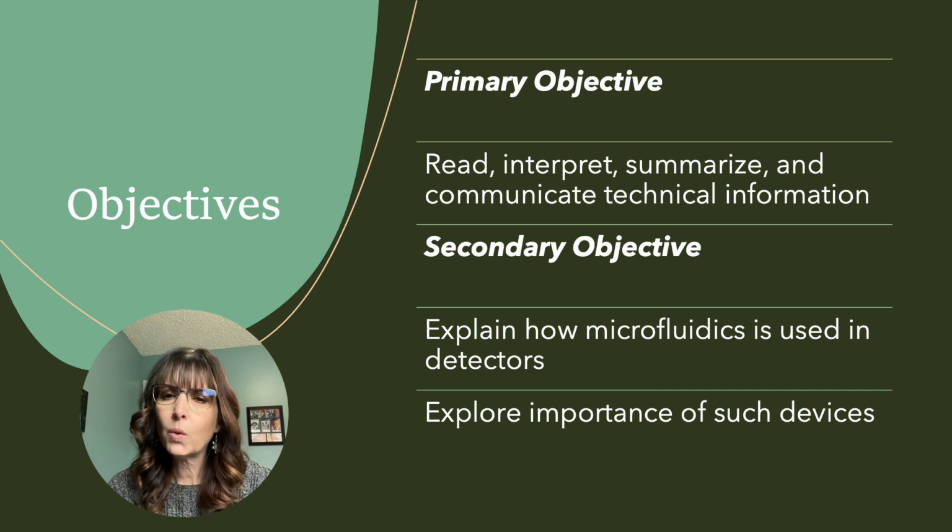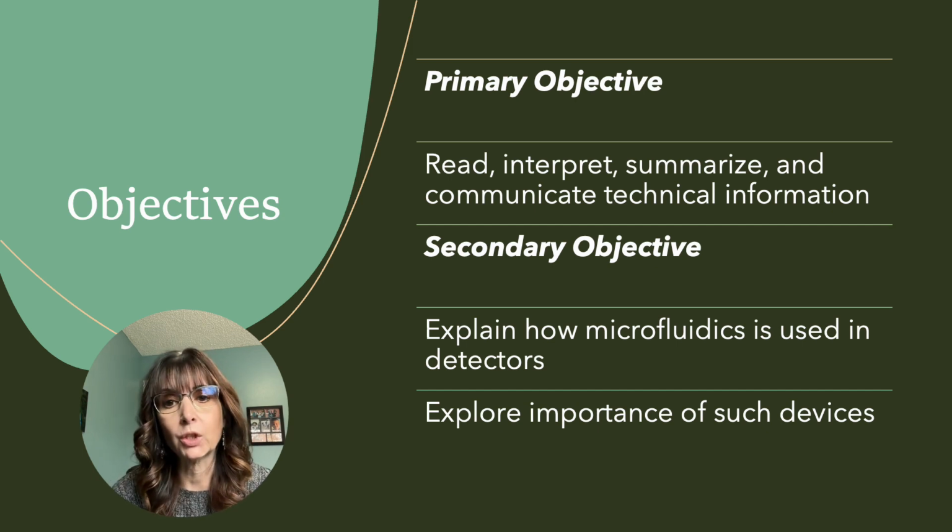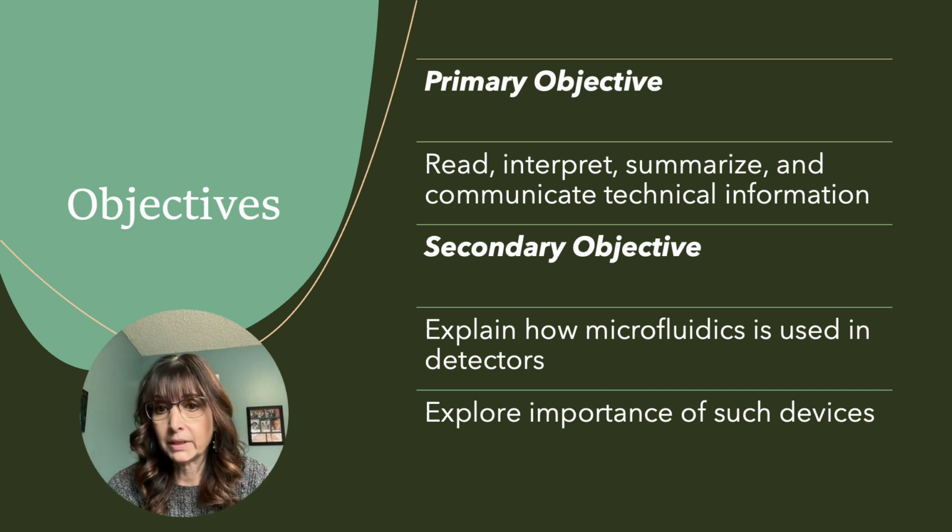Hello, class. We're going to take a little departure from the normal chemistry we're currently learning and just stop for a moment and learn to read, interpret, summarize, and communicate technical information. That's our primary objective. See, it's important that you can read, interpret, and accurately communicate technical information.